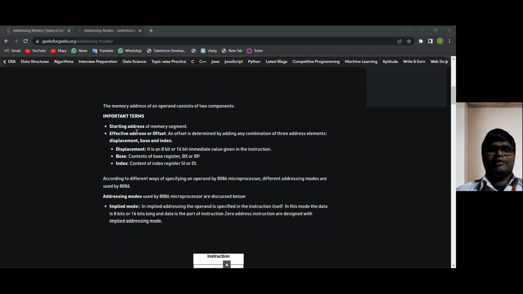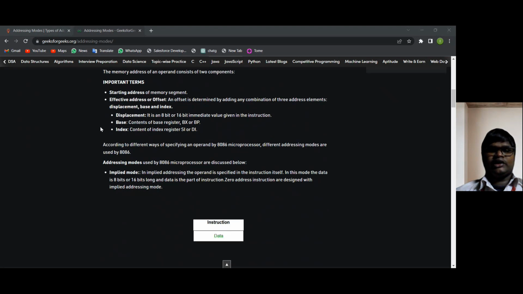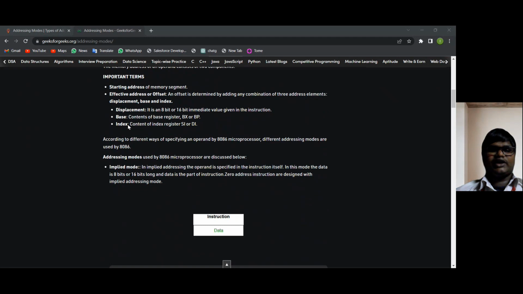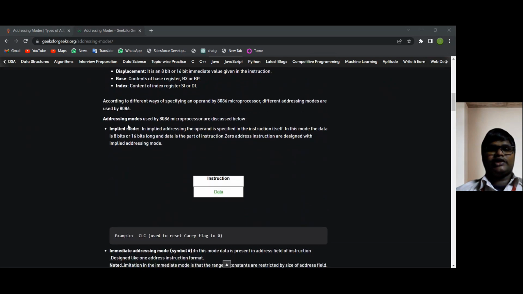Displacement. It is an 8-bit or 16-bit immediate value given by the instruction. Base. Content of the base register BX or BP. It is denoted by BX or BP. Index. Content of the index register, SI or DI. According to the different ways of specifying an operand by the 8086 microprocessor, different addressing modes are used by the 8086. The addressing modes used by the 8086 microprocessor are discussed below.